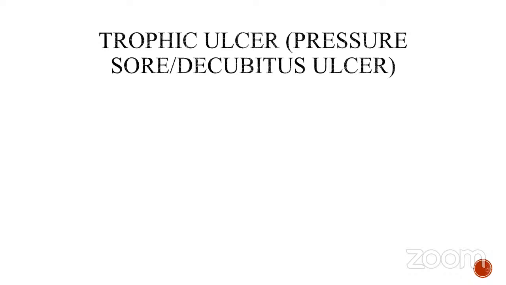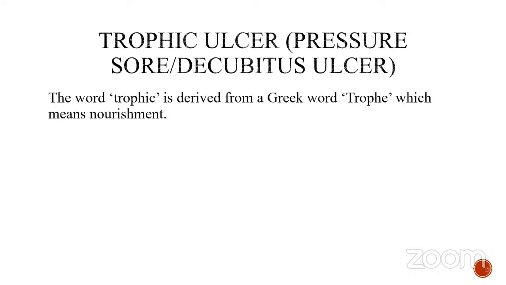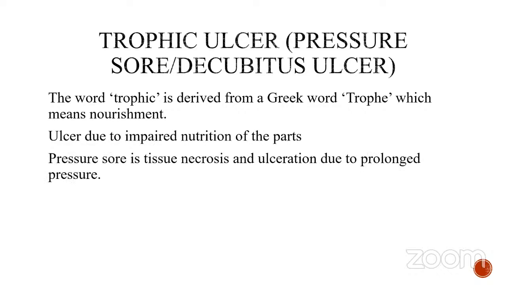Next is trophic ulcer. Trophic ulcer is pressure sore, also called decubitus ulcer. The word trophic is derived from the Greek word trophy, which means nourishment. It is an ulcer due to impaired nourishment to the part. Pressure sore is due to necrosis and ulceration due to prolonged pressure.